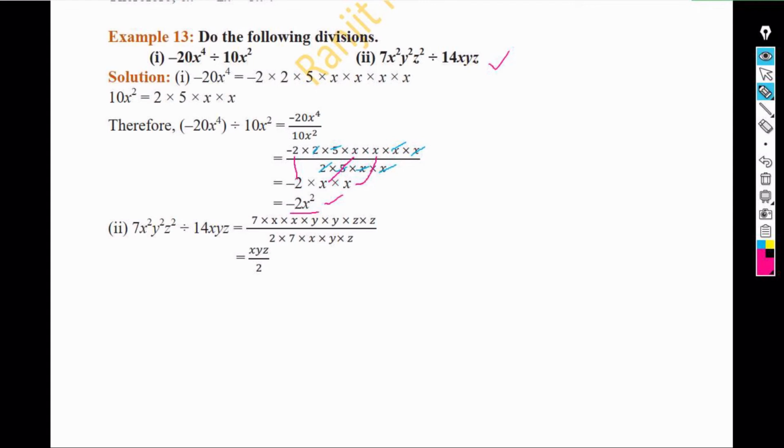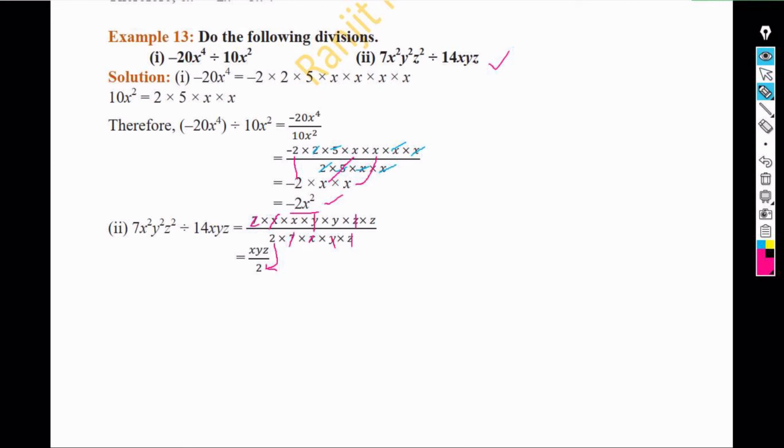Then cancel the common factors. Don't cancel 2, cancel x with x, y with y, and z with z. Then in the numerator x, y, z, and in the denominator you will get 2. Then the final result is xyz by 2.